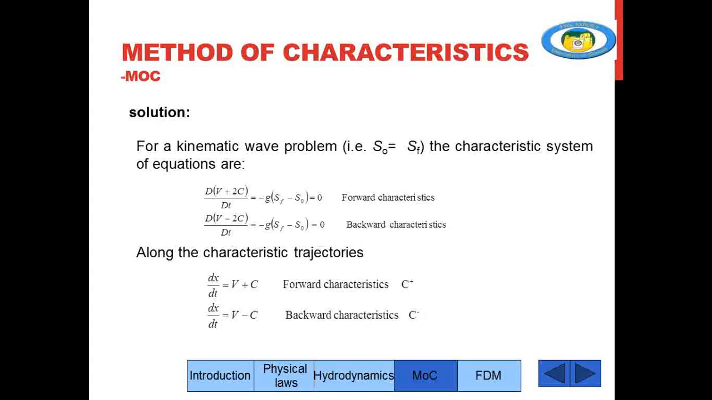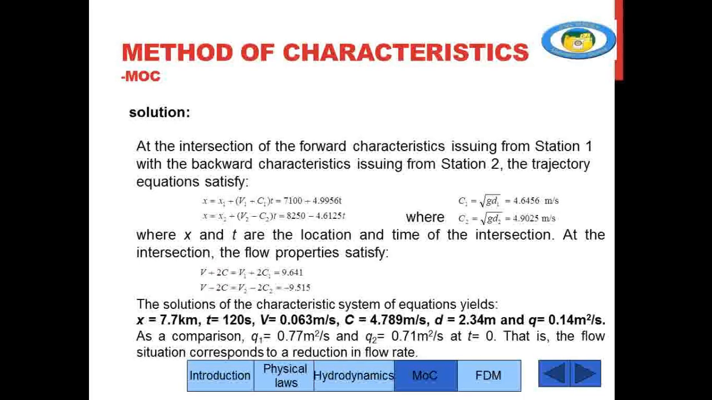Riemann invariants. So total derivatives of V plus 2C. So V plus 2C is constant and V minus 2C is constant. V plus 2C is constant along the characteristic trajectories of V plus C. And V minus 2C is constant along the backward characteristics of C minus. Now, we can calculate at the intersection of the forward characteristic issuing from station 1 with the backward characteristic issuing from station 2.